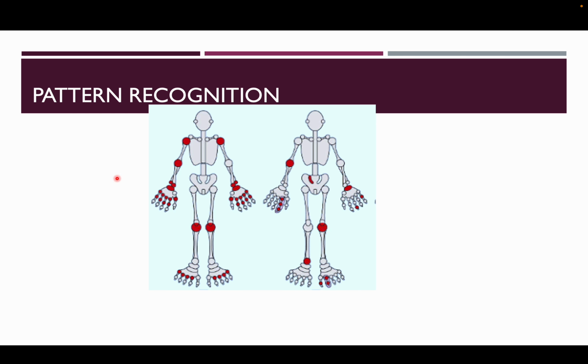So pattern recognition: based on the pattern you can tell. Rheumatoid arthritis generally spares the distal interphalangeal joints. Carpometacarpal joints are also not generally involved. It is mostly symmetrical; you can see symmetrical involvement here. Most commonly involved are the metatarsophalangeal joints, metacarpophalangeal joints, and wrist joints.